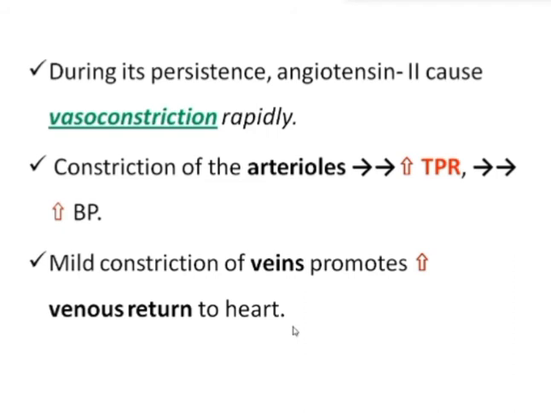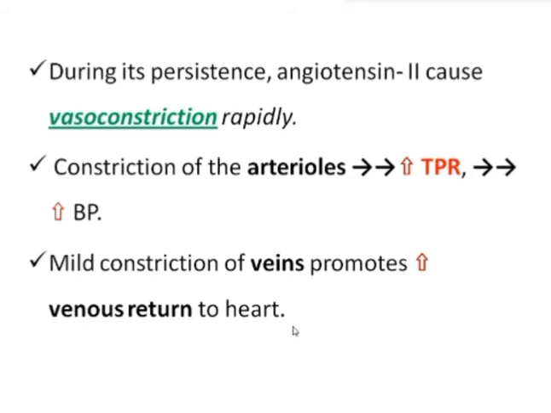So constriction of arterioles will lead to increase in TPR, that is the total peripheral resistance, which will then increase the blood pressure. Mild constriction of the veins will further increase the venous return to the heart, और अगर venous return increase होगा तो cardiac output increase होगा, so the BP will come back to the normal.